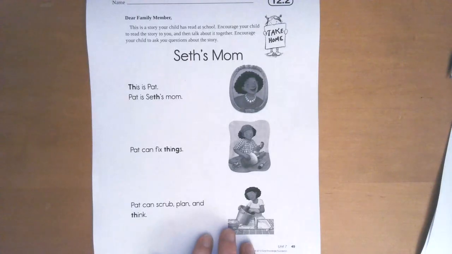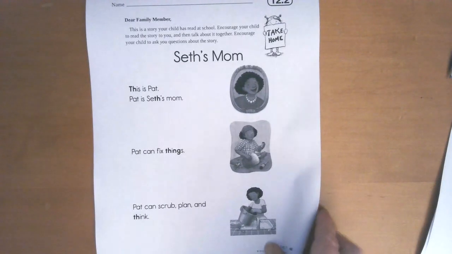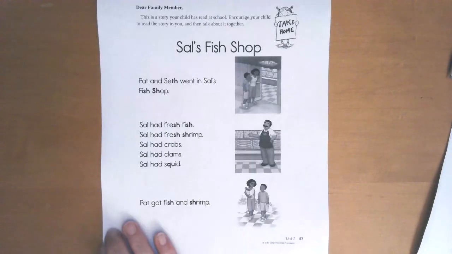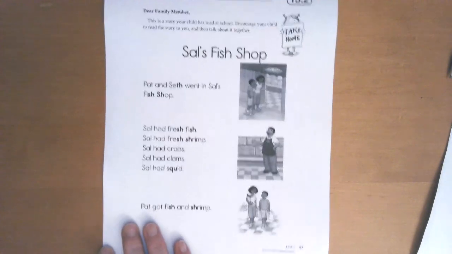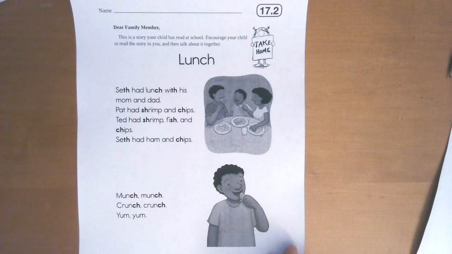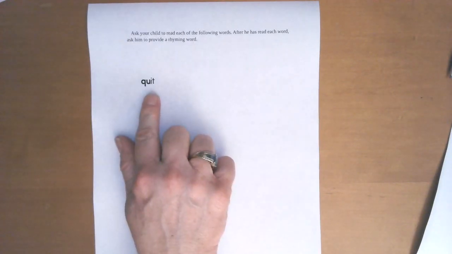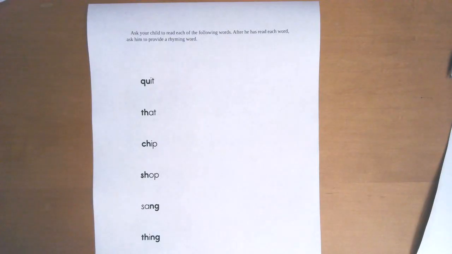Another story from the reader, Seth's Mom. Again, that was a 2-pager. There's also a story, Seth's Dad. Sal's Fish Shop. Lunch. This page has them read the word and then tell you some rhyming words. So they would read this as "quit," and then they would see how many words that you can get from them that rhyme with "quit."